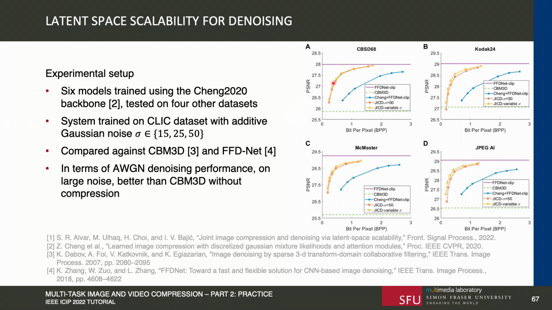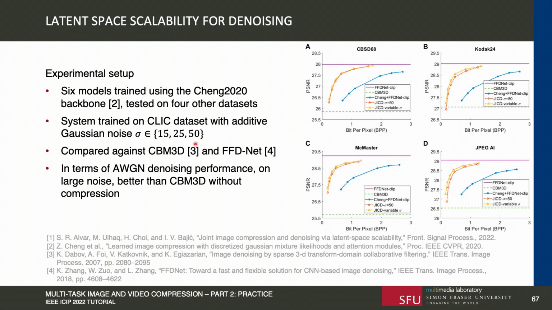Whereas these two curves here correspond to this joint image compression and denoising approach. One of these curves is the system trained explicitly for the noise level at which it is tested. The other one is trained for variable sigma. So in other words, during training, you sample the noise from all these three categories, and they work about the same. And what's interesting here, at least for this high noise level, is that even with compression, these systems are able to provide better denoising than CBM3D without compression.